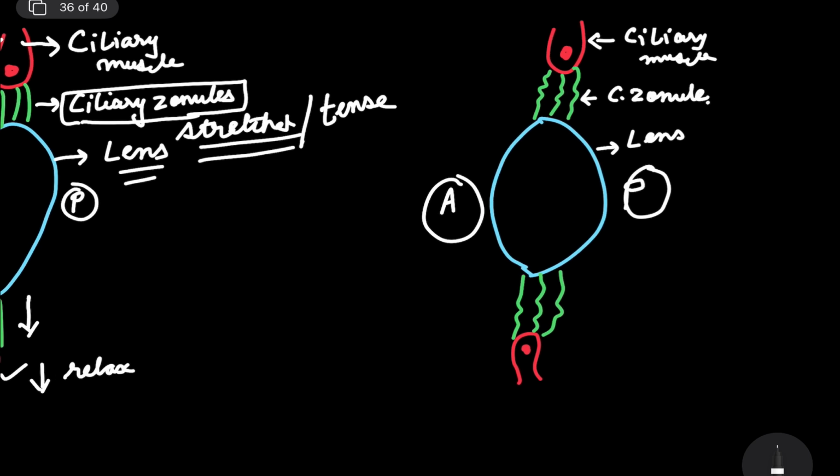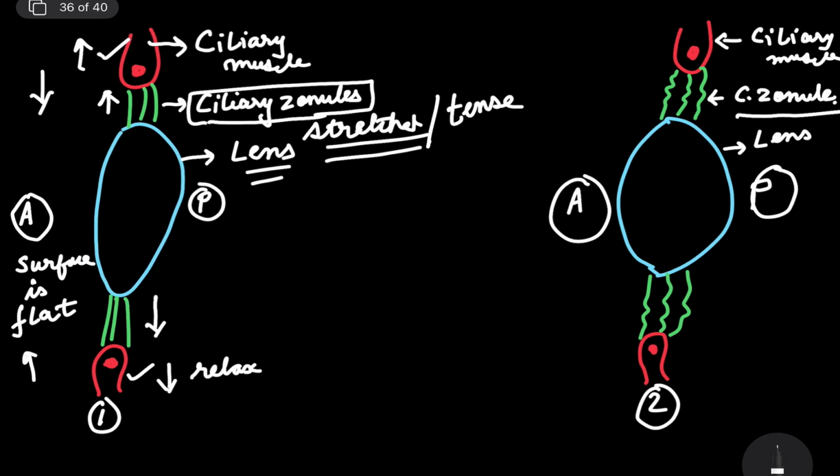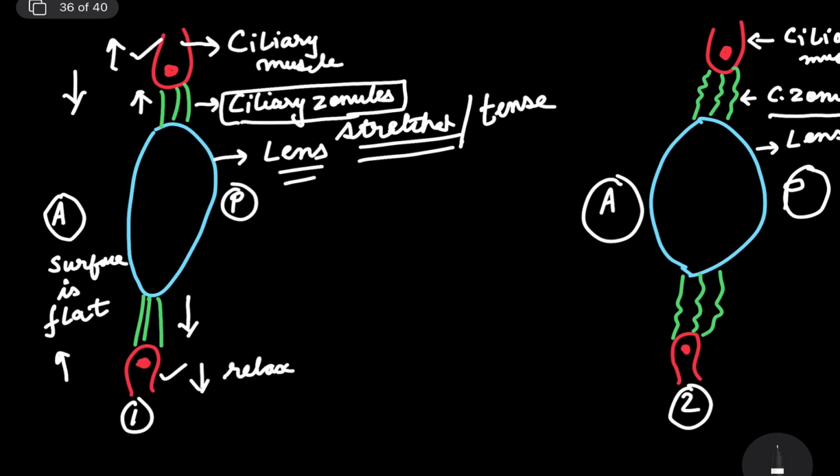Then the second scenario would have happened. That is, the ciliary zonules would have become loose, they would have become relaxed. The ciliary zonules would have become relaxed, but the ciliary muscles would have contracted. That is not what we are talking about right now. Right now what we are talking about is the first scenario. The ciliary muscle has to relax.